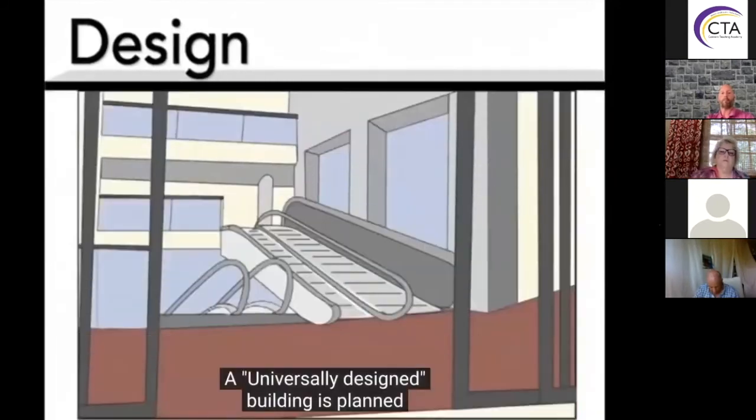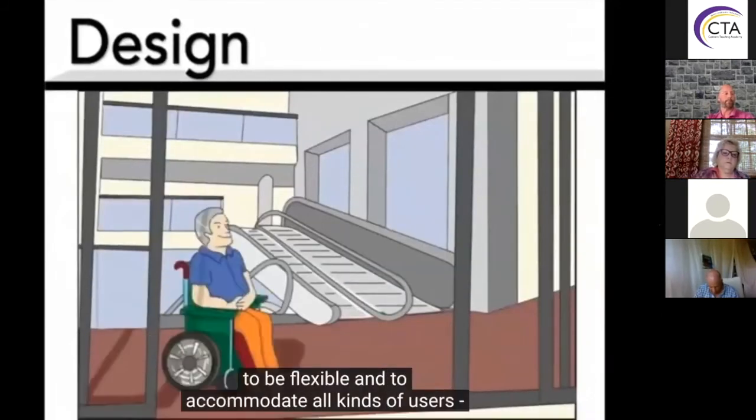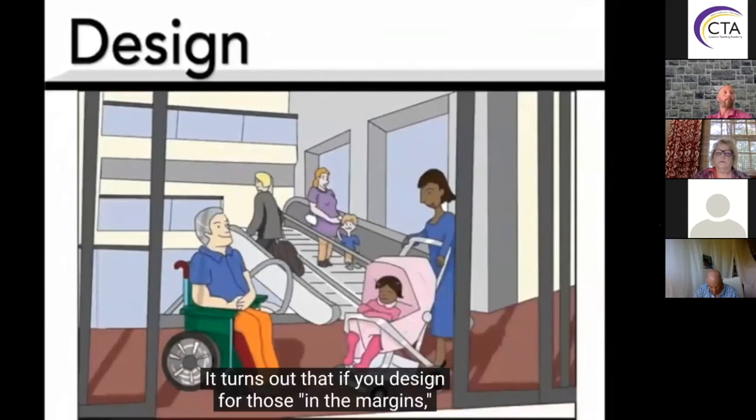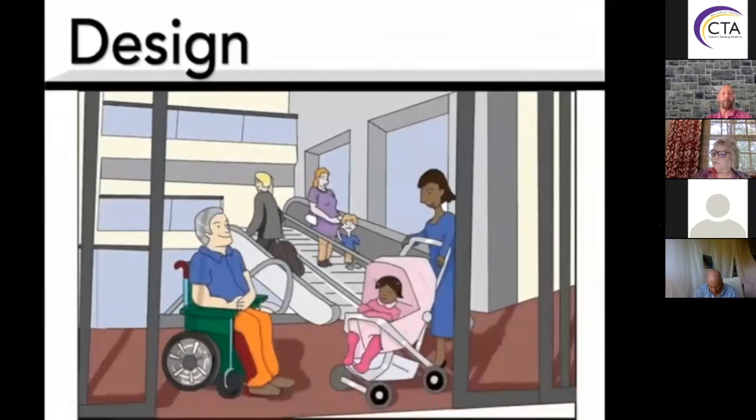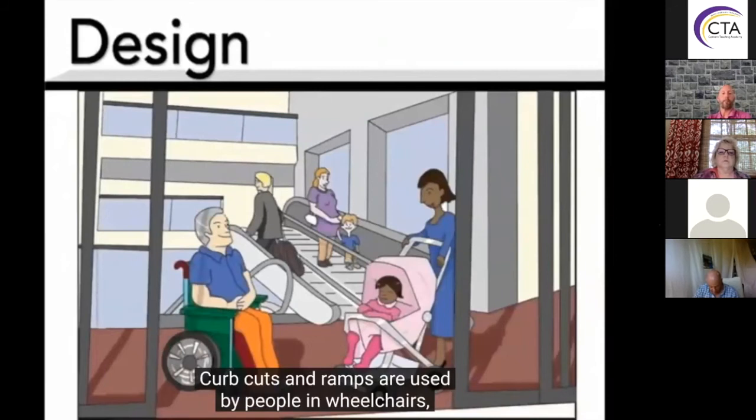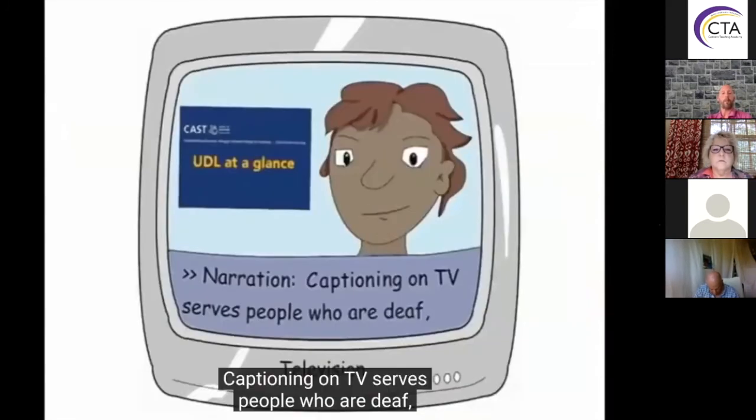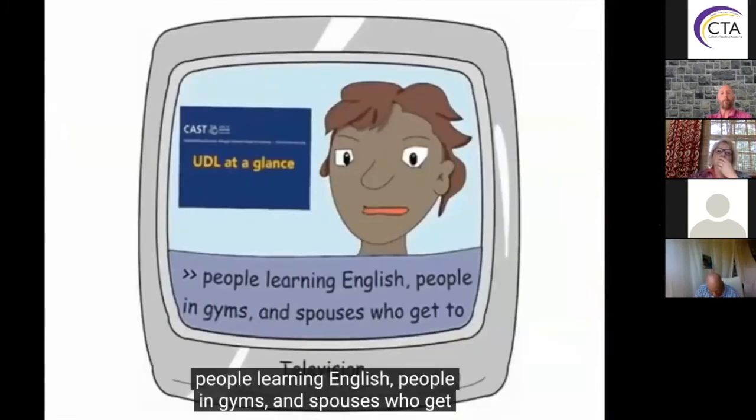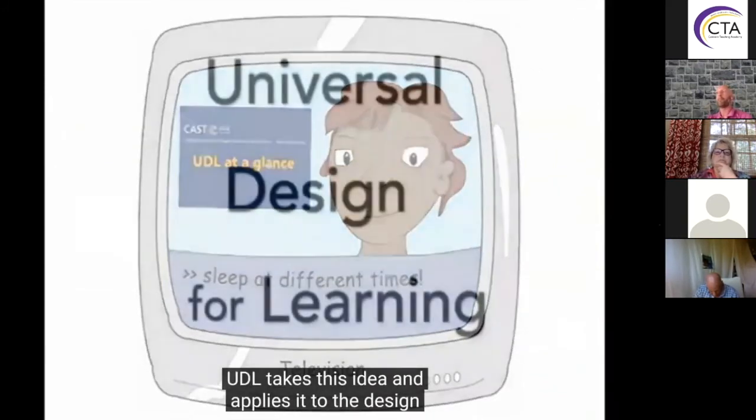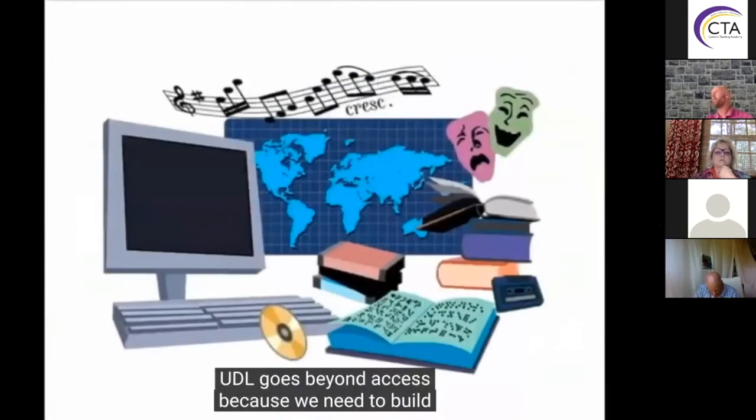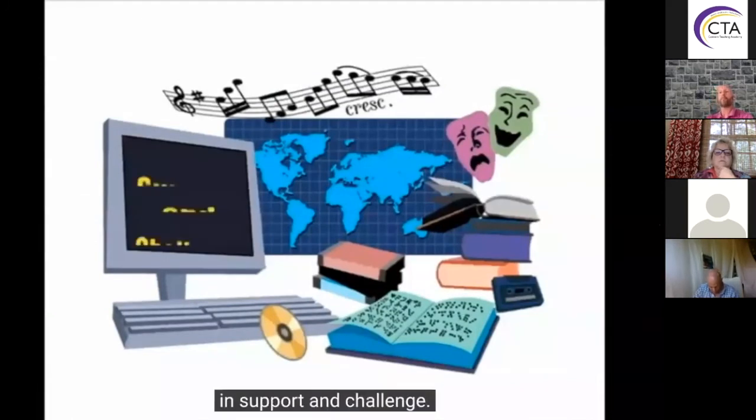This is where the word design comes in. A universally designed building is planned to be flexible and to accommodate all kinds of users, with and without disabilities. It turns out that if you design for those in the margins, your building works better for everyone. Curb cuts and ramps are used by people in wheelchairs, people with strollers, and people on bikes. Captioning on TV serves people who are deaf, people learning English, people in gyms, and spouses who get to sleep at different times. UDL takes this idea and applies it to the design of flexible curriculum. UDL goes beyond access because we need to build in support and challenge.